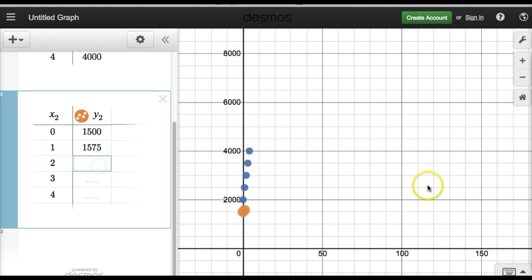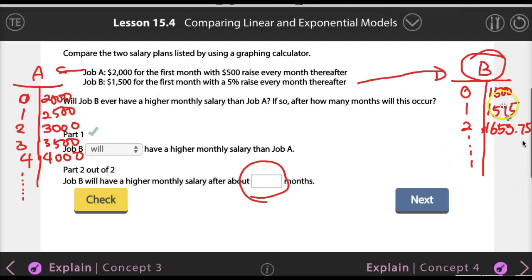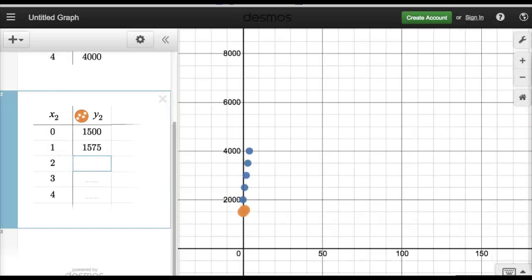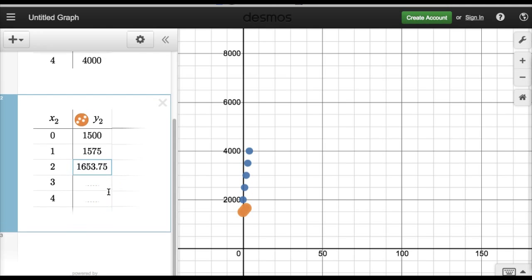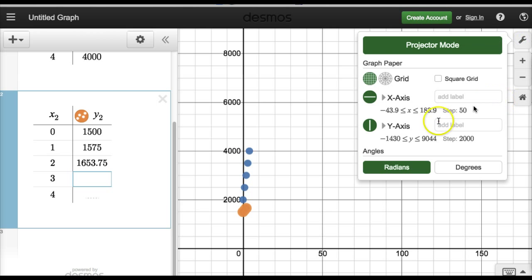Remember our numbers? And then our second number was, let me go back and try and remember, 1653.75. And of course, you can go on and on. And so what I'm going to do is I have to keep multiplying by 1.05 to the next number to get the next and next and next. And so we talked about the viewing area, right? So I'm just going to go ahead and change the numbers.